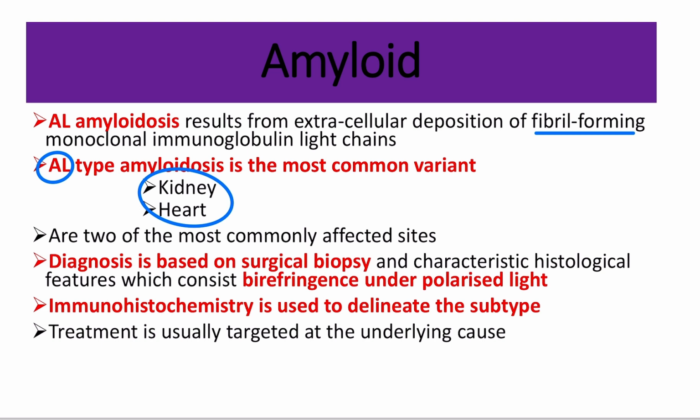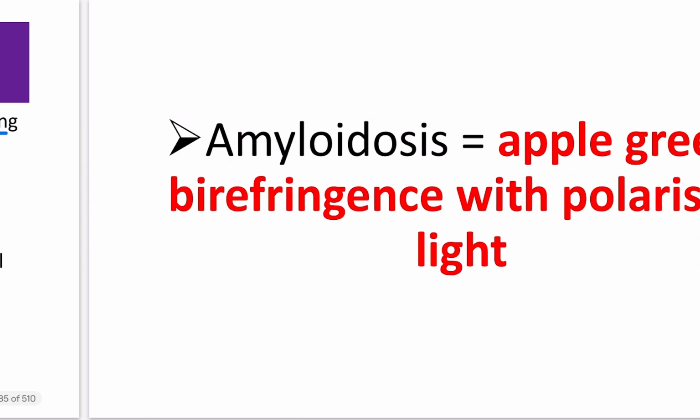And the diagnosis is based on the surgical biopsy. Actually, first of all, the biopsy followed by the histopathological examination. And the histopathological examination demonstrates there is a birefringence under the polarized light. So under the polarized light, when there is the birefringence, it is the amyloid. Also, immunohistochemistry can diagnose the subtype of this amyloid. And what is the treatment? Treatment is of the underlying cause.